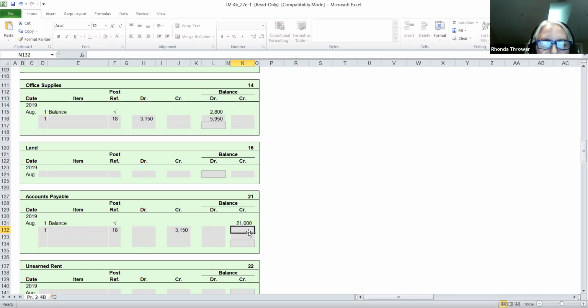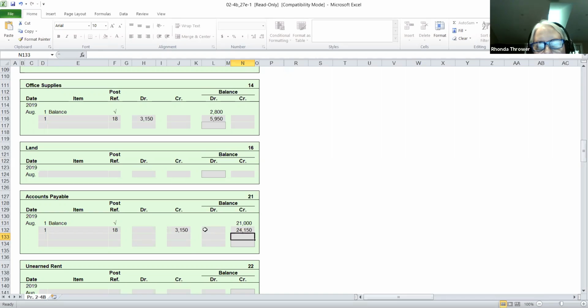You can add it on your calculator if you want to, or you can create a formula in Excel by hitting the equal sign, clicking on 21,000, and then I'm going to put a subtract sign in there, and I'm not going to put a subtract sign there, that would be wrong, because accounts payable, when you credit it, you're increasing it. I'm going to put a plus sign there, and I'm going to put 3150 here, and I'm going to enter it there. And so that gives me the correct amount.